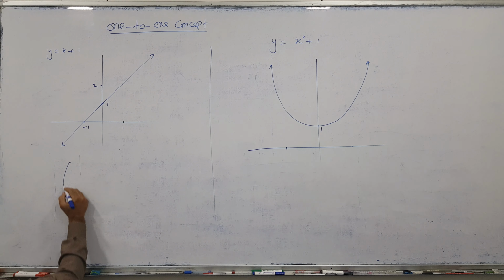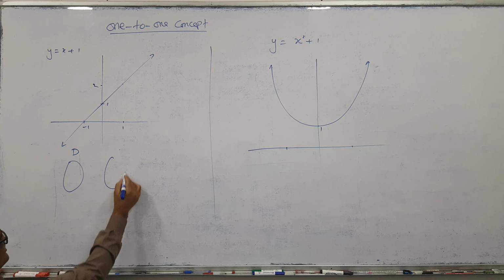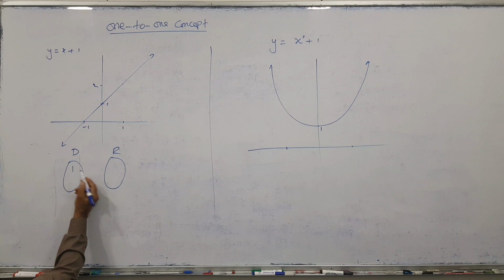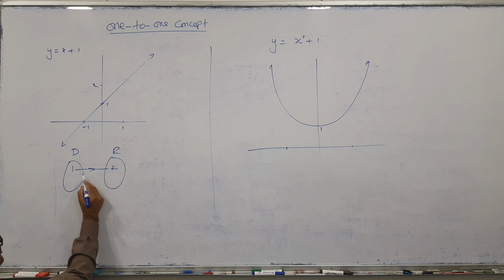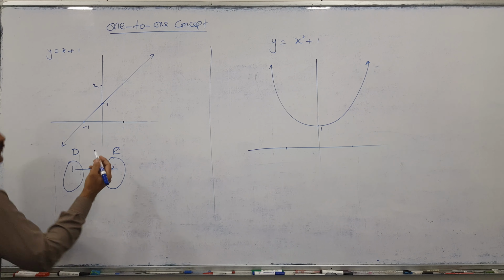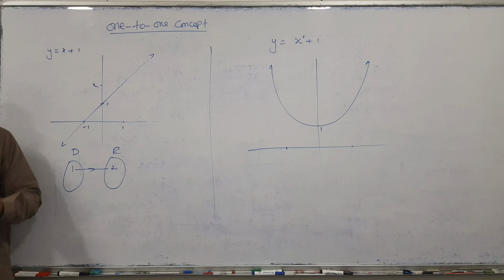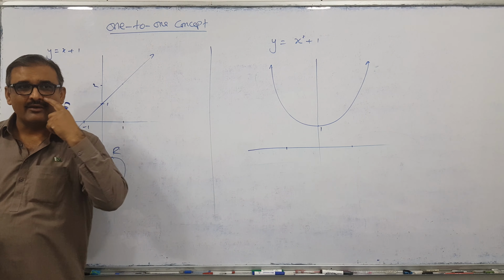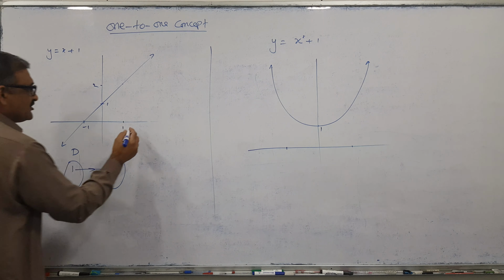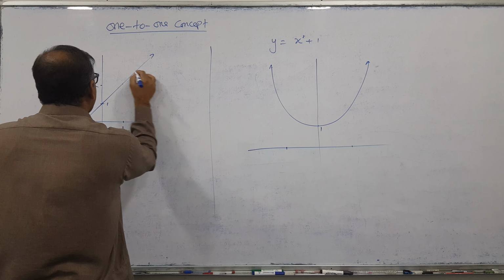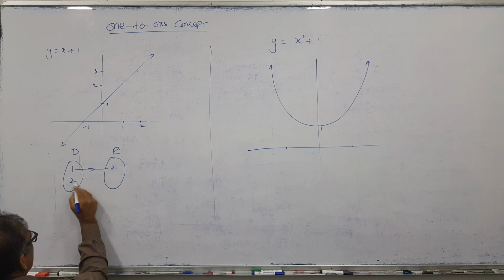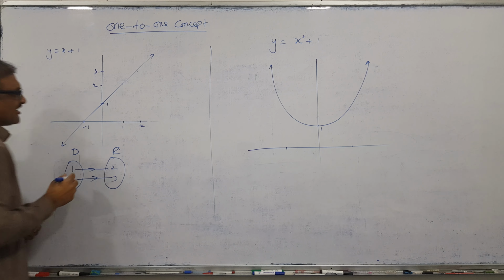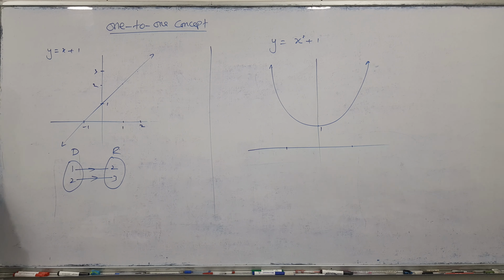I am putting D for domain and R for range. I put 1 and I'm getting 2. This is called domain, this is called range. What you put inside is called domain, and what you get out is called range. Or in short, as I said last time, x is called domain, y is called range. Now I put 2, and I get the answer 3. So it is very clear: this 2 is the domain, and this 3 is called range. This is for the function. Now, what happened?